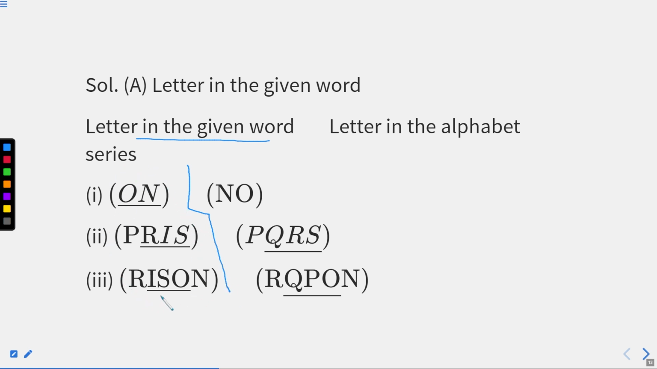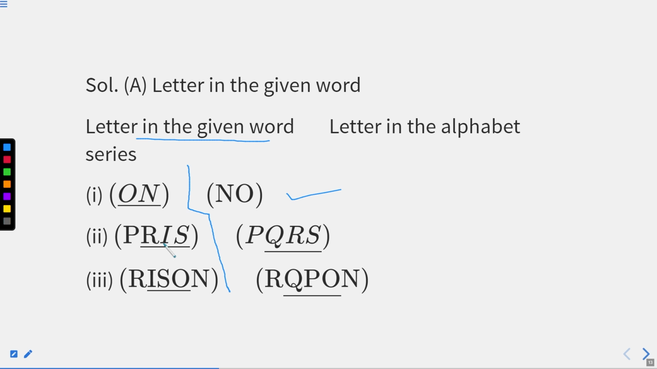on the left side, we have the letters arranged as per the word given, and here the letters are arranged as per the alphabetical series. Hope it is clear. Now we know that in the word prison we have O N at the end, and in the actual alphabetical series we have N and O after N, right? So the number of letters between both of them is 0, so it will form the first alpha pair.